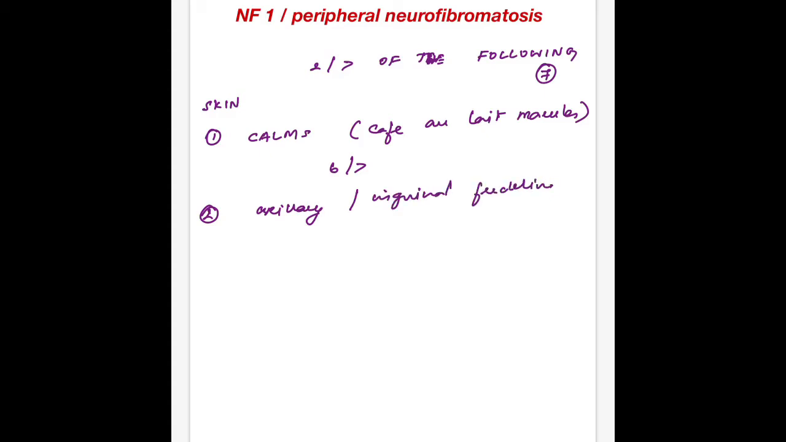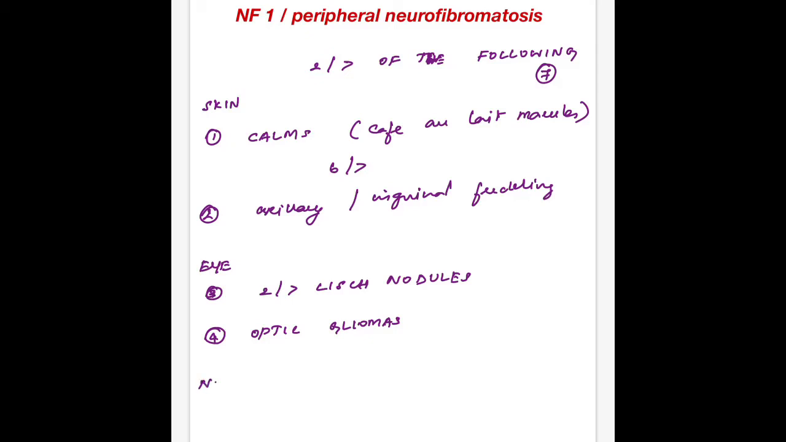Then coming to the eye. Ocular lesions, again there are two. The first thing is going to be two or more Lisch nodules. Two or more Lisch nodules. And the second thing, the fourth criterion, is going to be optic pathway gliomas. So these are the ocular findings.